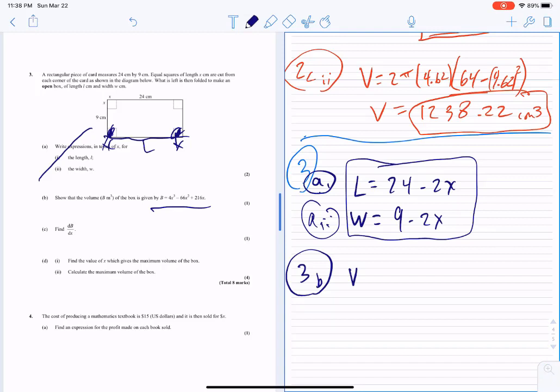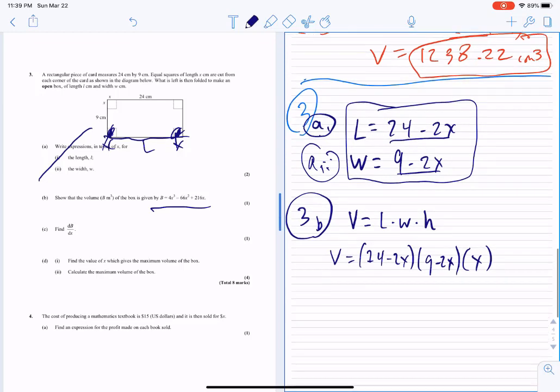So the volume of this is kind of like a rectangular prism. Okay, it's going to be length times width times height. But I'm telling you that height's going to be x. So I have an expression for the length and width. We're going to plug them in here. So I got 24 minus 2x for my length, 9 minus 2x for my width, and my height, I know it's just going to be x. Okay, pretty standard stuff there.